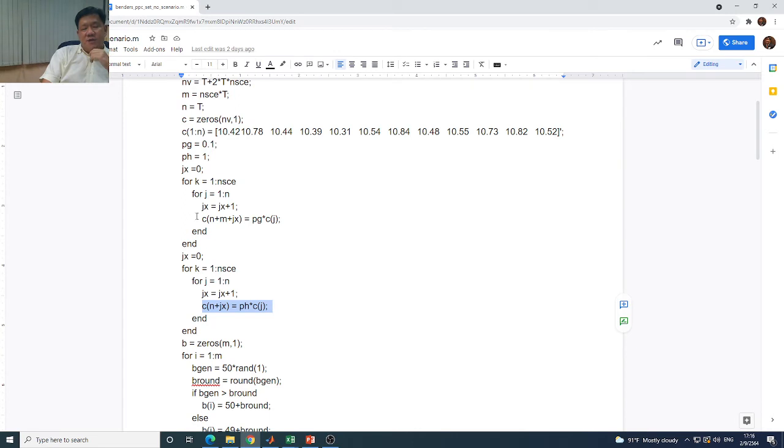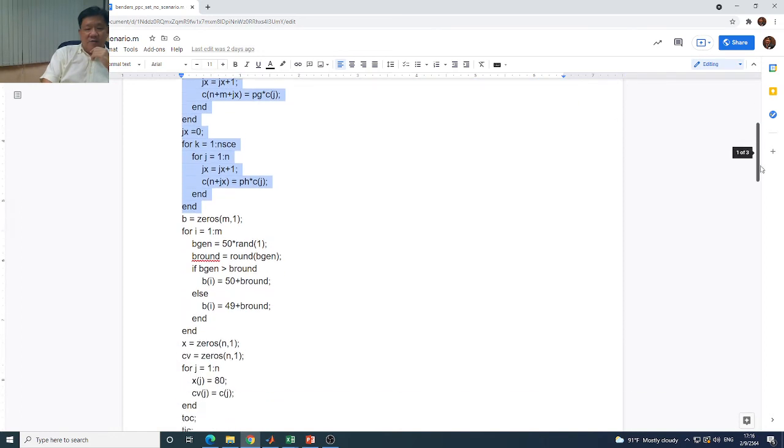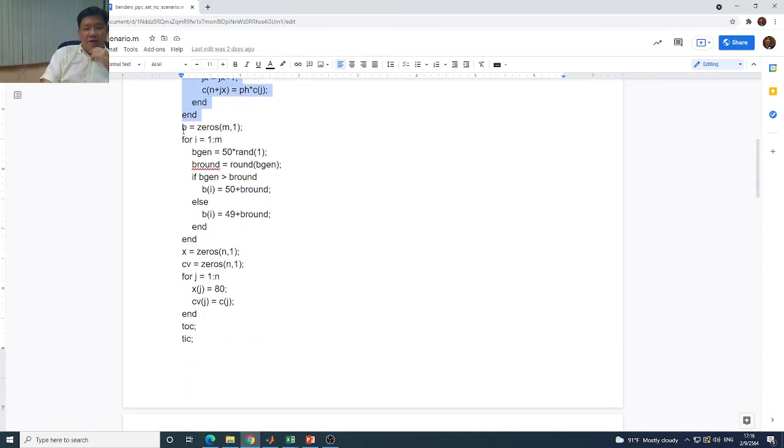Okay, so this one just generates all the C cost elements in the objective function. And for the right hand side, in this one we didn't import anything, we just use the same generation here. We use the same generation, the B generation, B round.